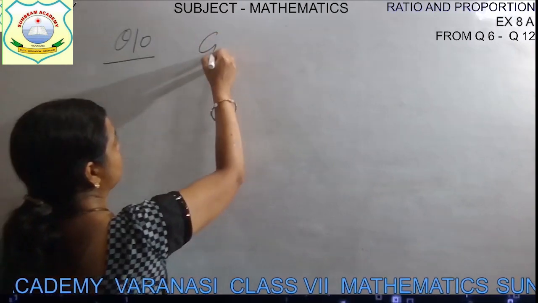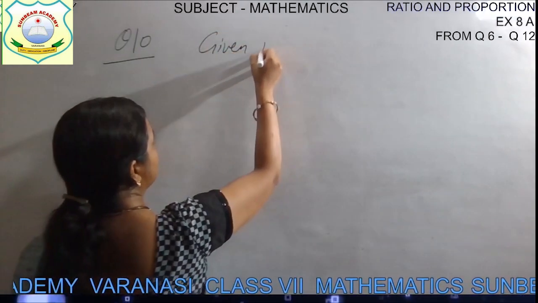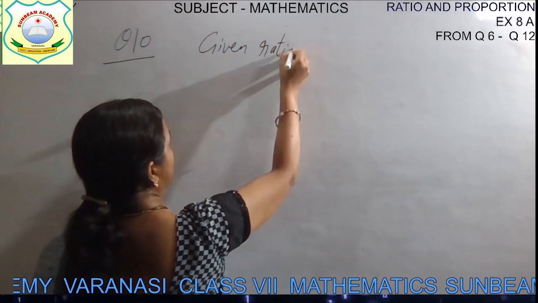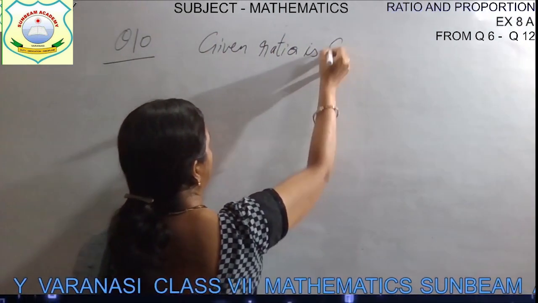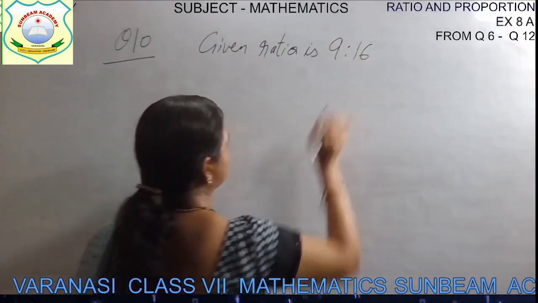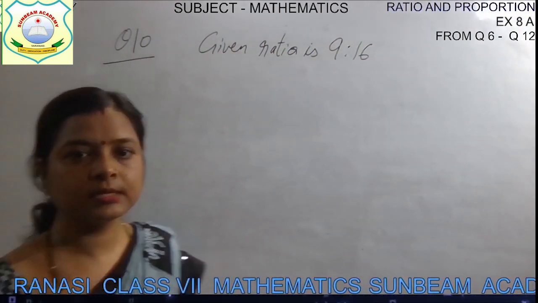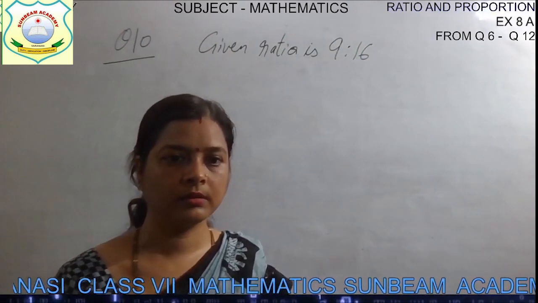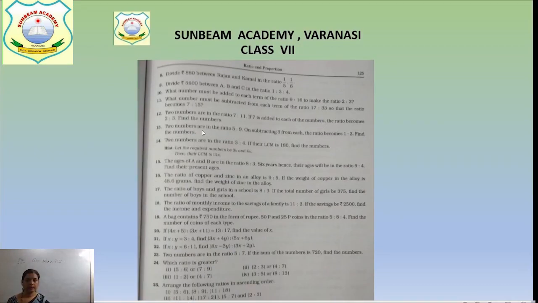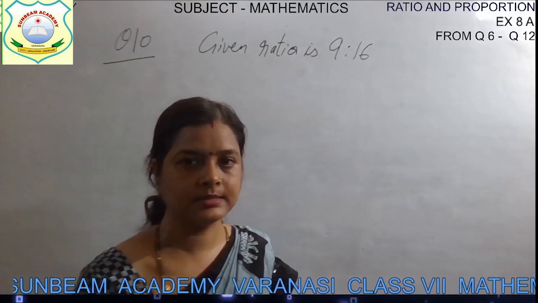Given ratio is 9:16. And we have to add something in each of the terms. Each of the terms means in the first term and in the second term, so that the ratio becomes 2:3. Let's see.